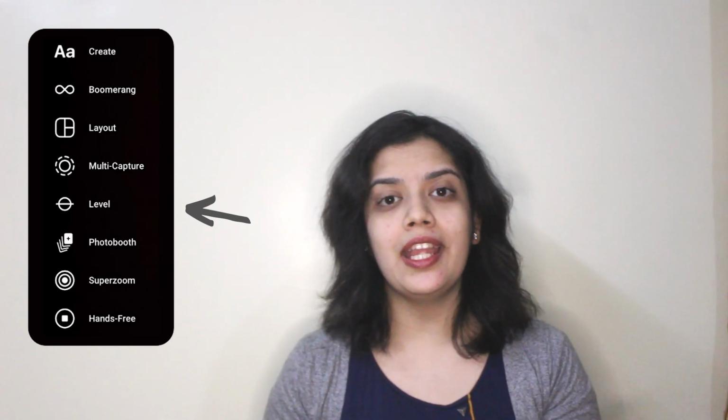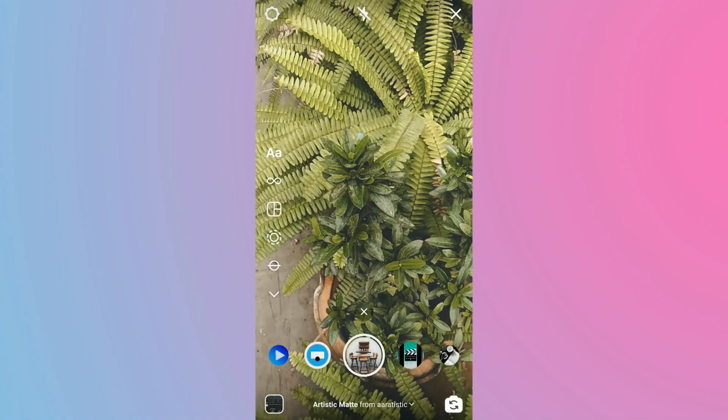The next feature is level. This feature makes sure that you're holding your device straight before you take any picture or a video. And this feature is very useful to frame your pictures and they align your picture really well and easily.